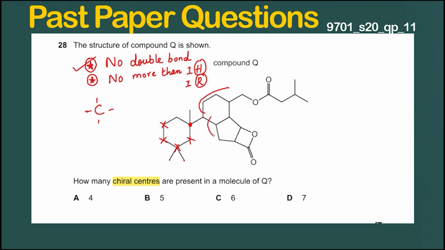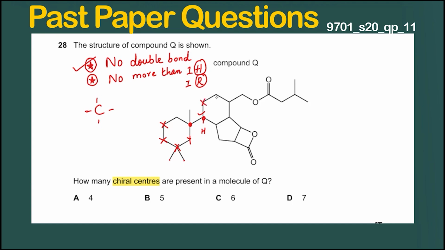On this side, it is attached with the different group. So both groups are different. At one side, it is attached with this group. So that is again different. At one side, it has one hydrogen. So again, this is the chiral carbon.